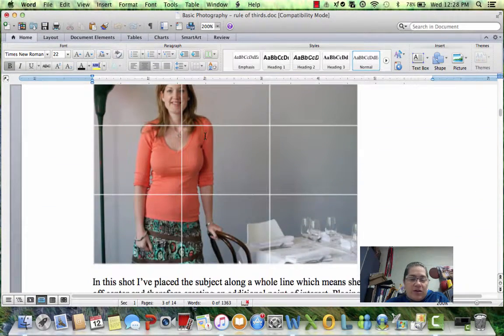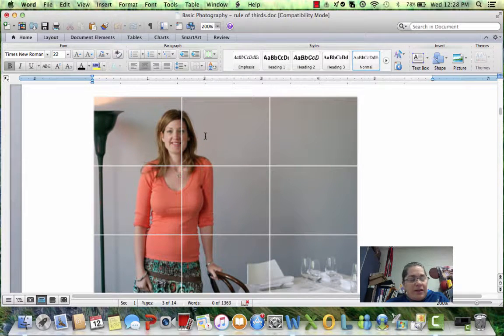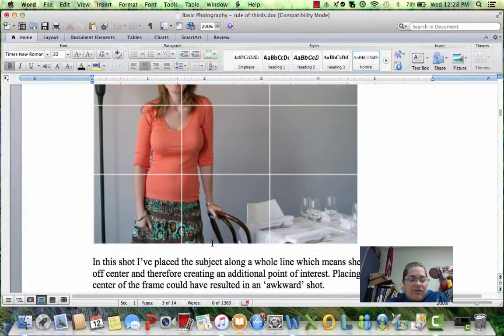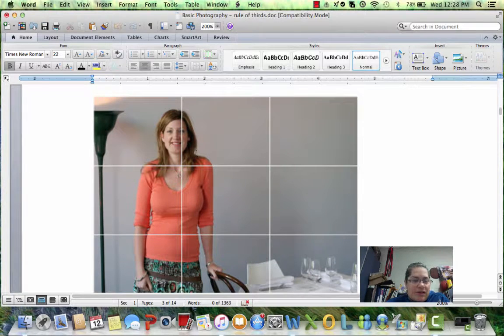We have another picture here. Okay, kind of the same idea. She's along this line of axis for the rule of thirds, and the justification for the artist's portrait here, you can see, says that he's making an additional point of interest. Otherwise, if you put her in the middle, it's going to look kind of weird, kind of awkward. Okay, so your points of interest are not only this young woman, it's also your dining table and its place settings.